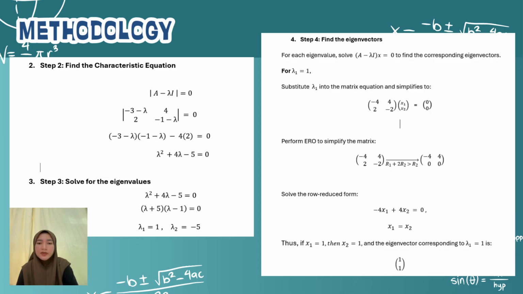And then we find the eigenvectors corresponding to each eigenvalue. Starting with the first lambda, we substitute it into the matrix equation (A - λI)x = 0, and then the eigenvector corresponding to the first lambda equal to 1 is (1, 1). This process can be repeated for the second lambda equal to -5 to find its eigenvector. Together, the eigenvalues and eigenvectors provide a complete picture of the system dynamics.